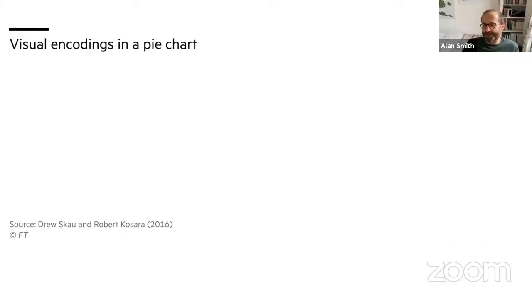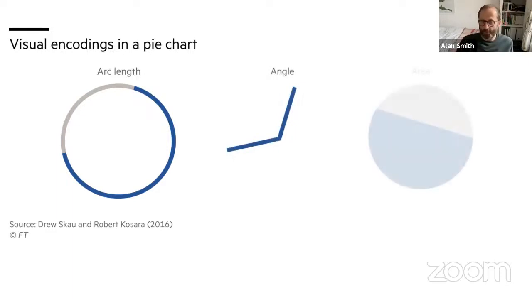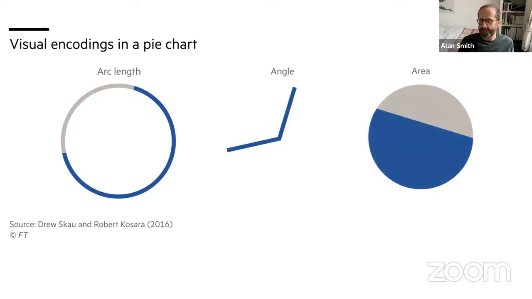So we know that they're a couple of hundred years old, but one of the things that hadn't happened until relatively recently was proper research into whether these pie charts work, and if so, how they work. So this research team in the US, Drew Skau and Robert Kosara, did some research on the visual encodings used in a pie chart. They said you could work out the values by looking at the outer edge, the circumference or arc length, or you could look at the angle, or you could look at the area. These are all encodings within a pie chart that help us understand quantity.